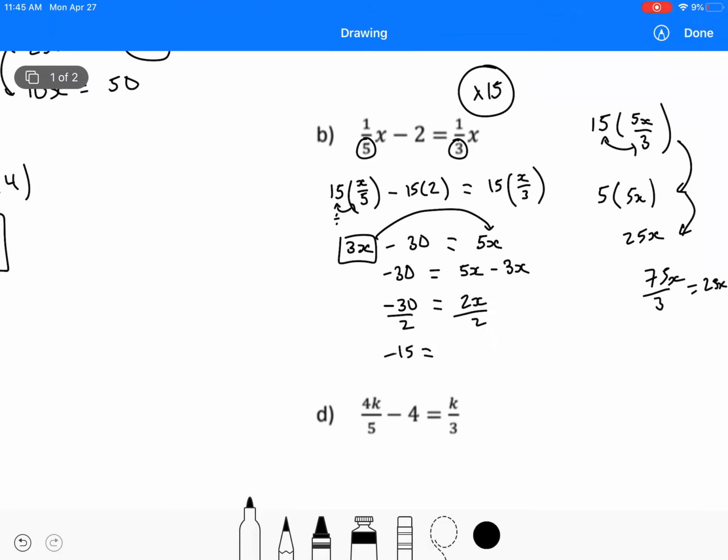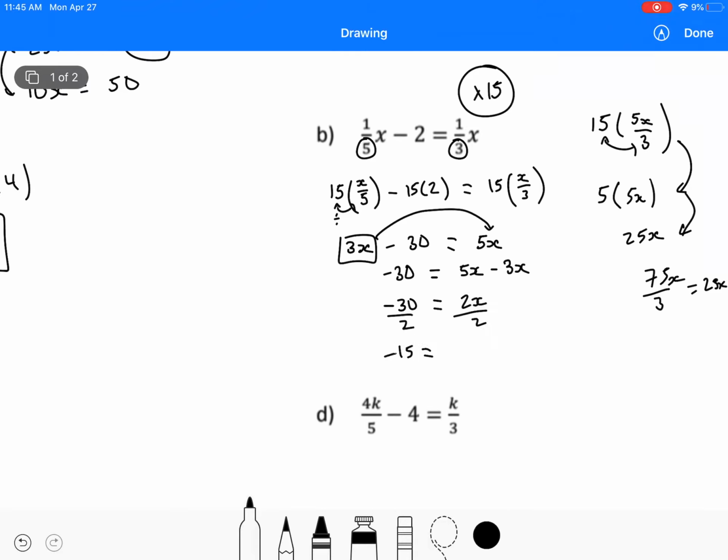So I know the multiples of 2: 4, 6, 8, 10, 12, 14, 16. There's a bunch. 3 goes 3, 6, 9, 12, 15, 18, 21. And 6, 12, 18, 24. Hopefully you guys can see in all 3 of them, the lowest common multiple is 6. So that means we have to multiply the entire equation by 6.